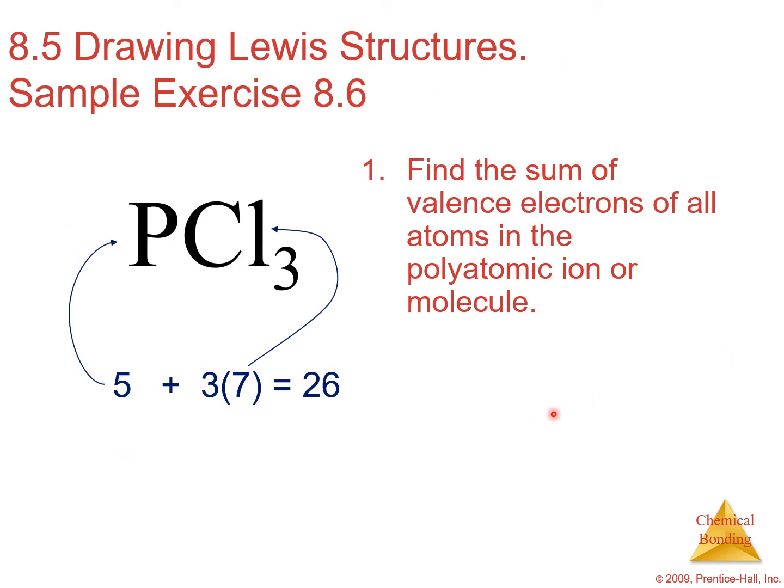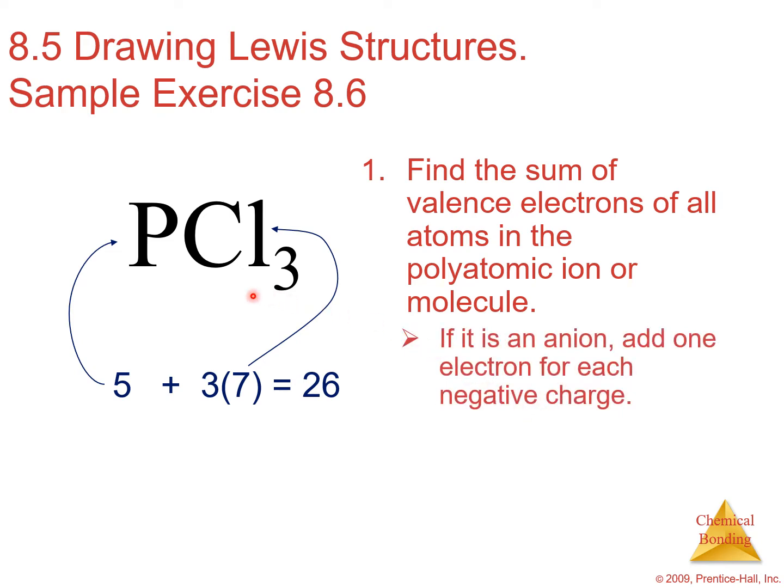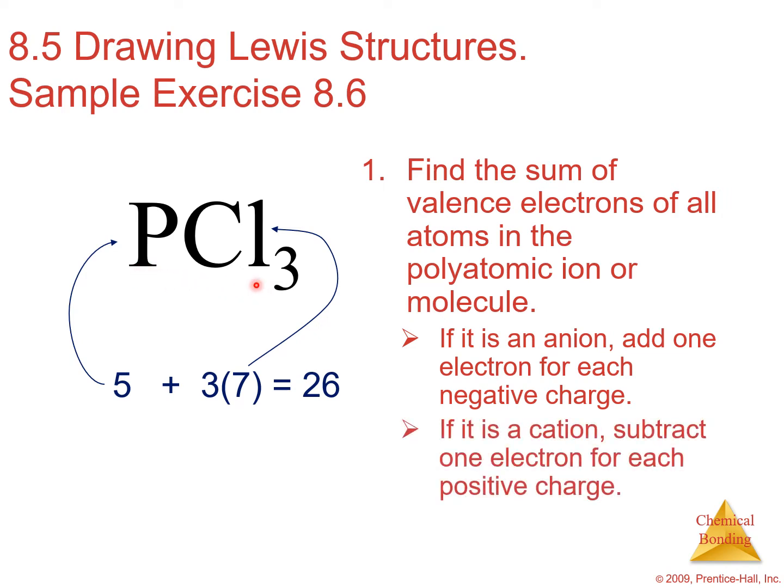To do so, you should follow the following procedure. First of all, sum the valence electrons from all atoms. For example, we want to draw the Lewis structure for PCl3: P is in group 5, so 5 valence electrons, Cl in group 7, 7 valence electrons times 3. The total is 26. Now, if it is an anion, add 1 electron for each negative charge. If it is a cation, subtract 1 electron for each positive charge.